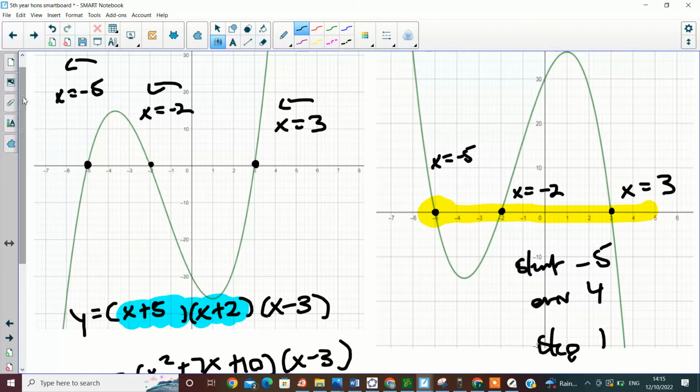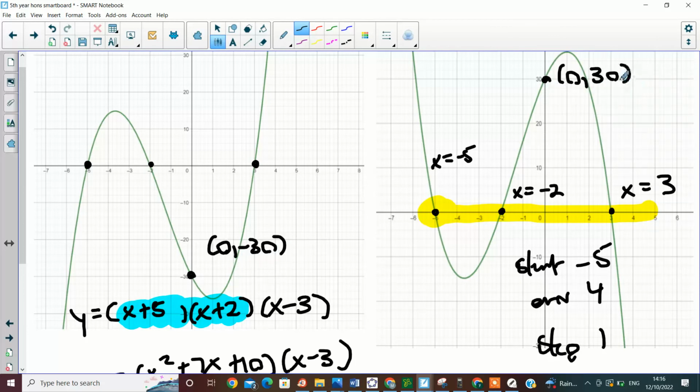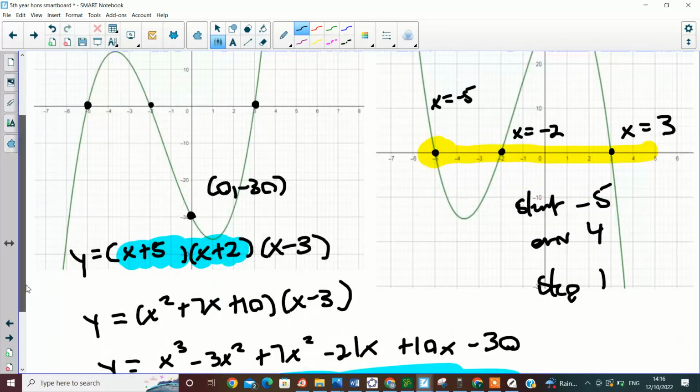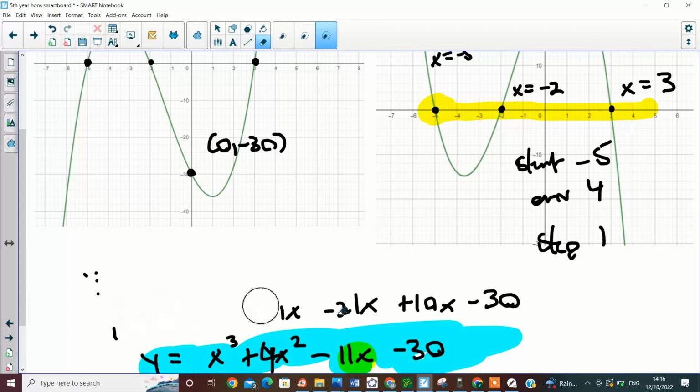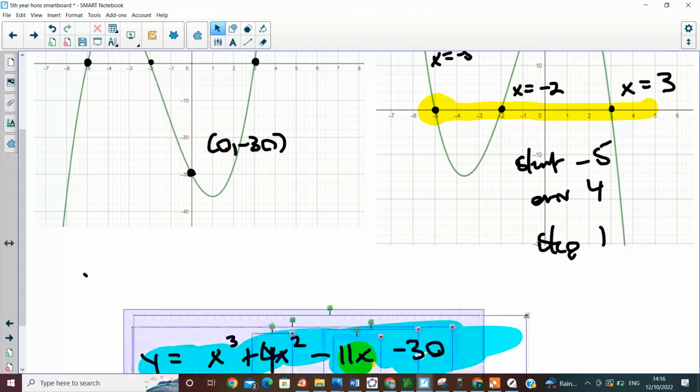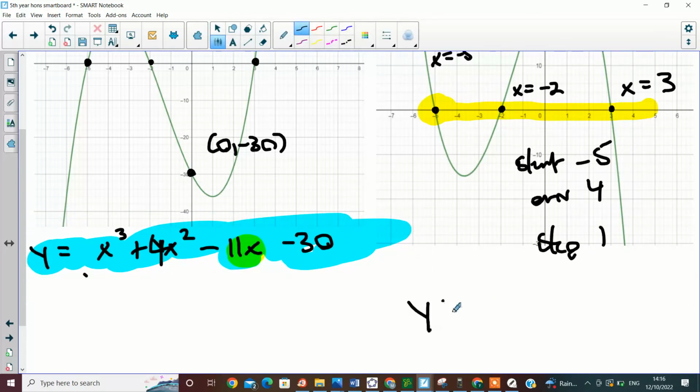Which graph is it? Is it the one on the left or the one on the right? I don't actually know. The best way to figure out is where does it cross the y-axis? Does it cross the y-axis at 0, minus 30? Or does it cross the y-axis at 0, plus 30? Ah, perfect. If that crosses at 0, minus 30, that means that this blue equation belongs to which one? The one on the left. Exactly. And what about the one on the right then? Yeah, well done. That's difficult to teach, so good job with that.